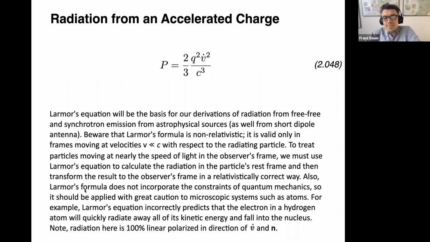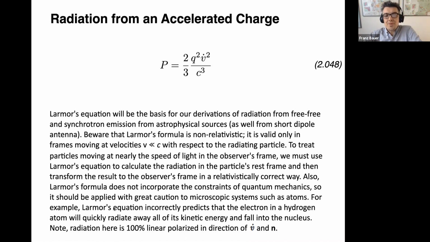The other aspect of Larmor's formula is that it doesn't incorporate any type of quantum mechanics, right? So it's not bound to the quantum mechanical constraints as yet. We have to be careful because we're working with electrons, so in some sense, there is going to be a quantum mechanical correction that has to be applied.